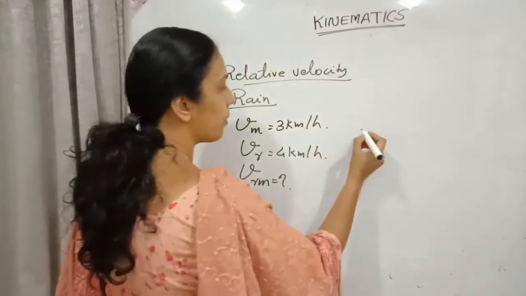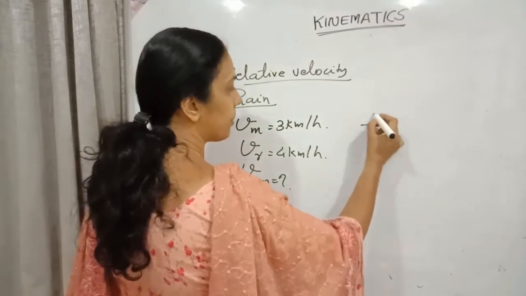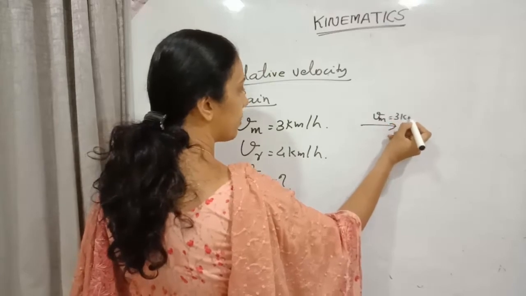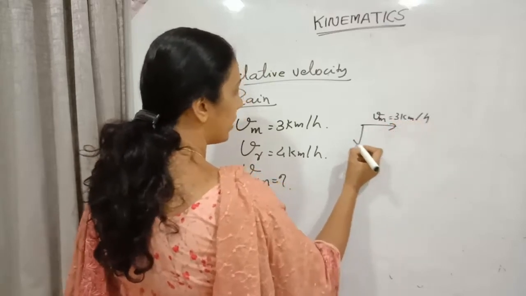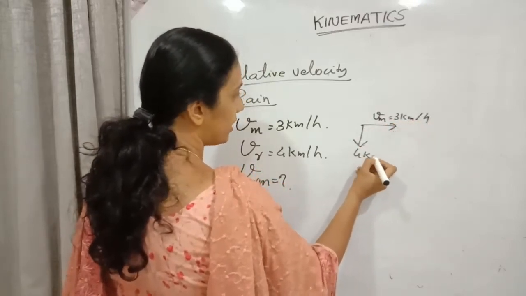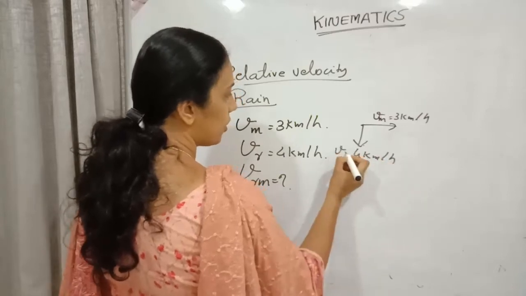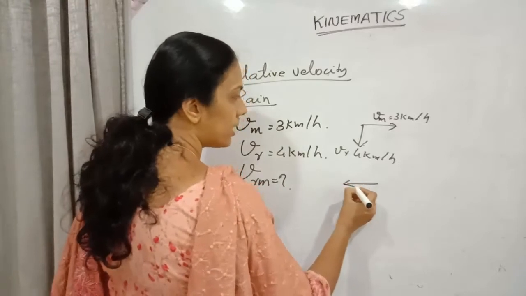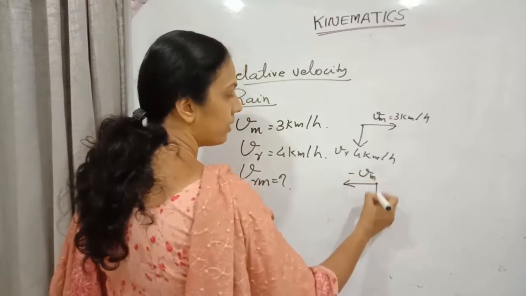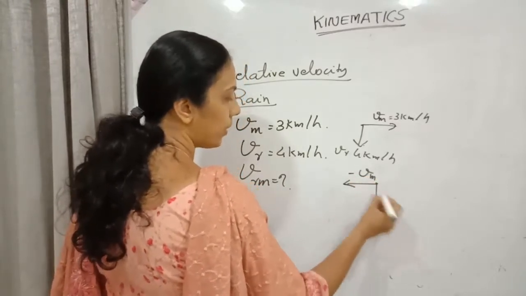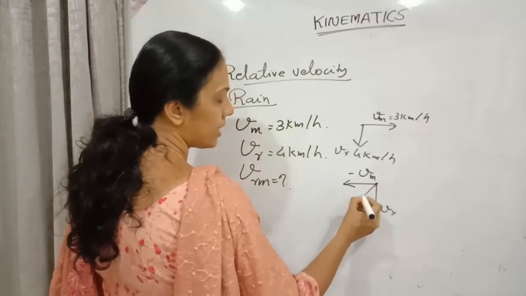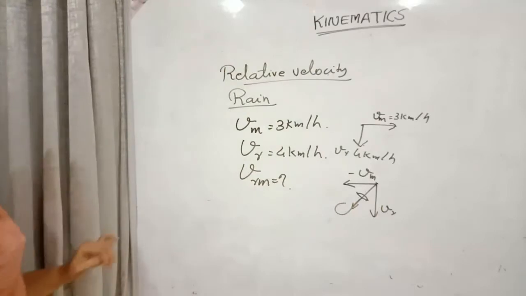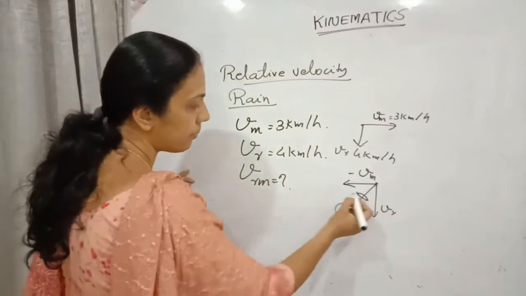So the man is moving with a velocity of 3 km per hour, Vm equals 3 km per hour. Rain is falling vertically downwards at 4 km per hour. This is the velocity of rain. So how can we find VRM? VRM will be VR minus Vm. This is VR. Relative velocity will be VR minus Vm. So he should hold his umbrella in this direction. Okay, so how can we find VRM? This is VRM.